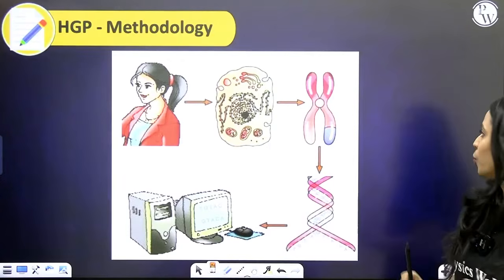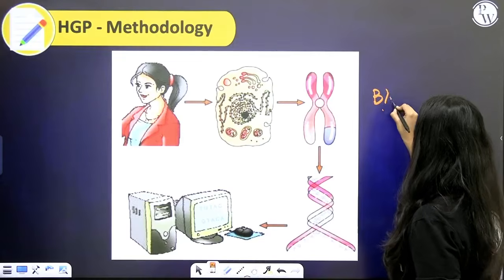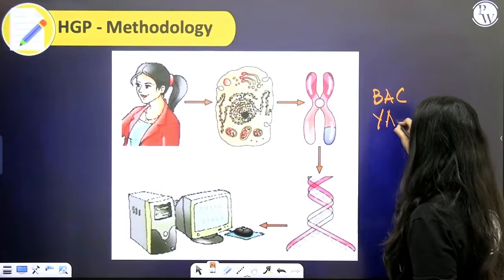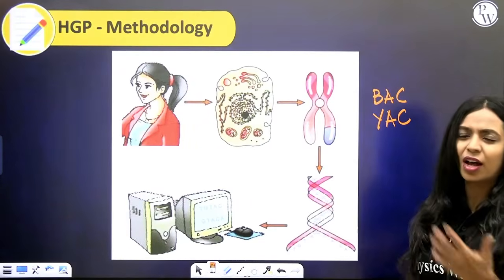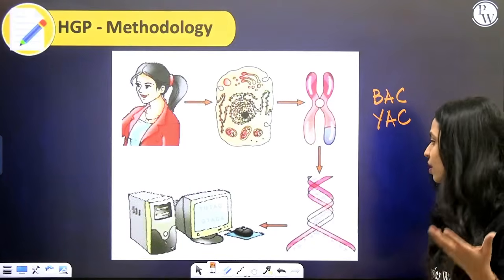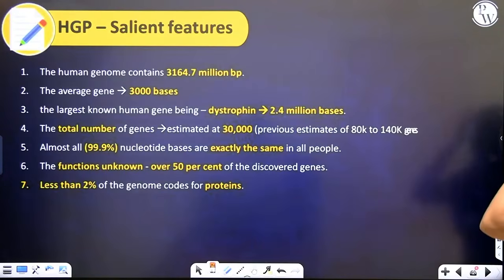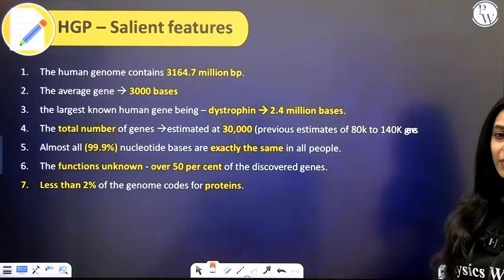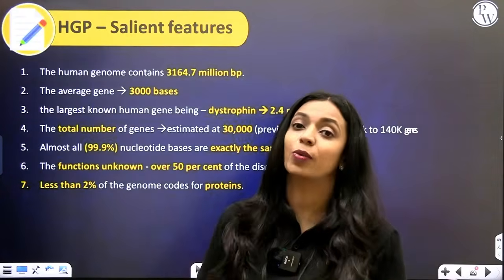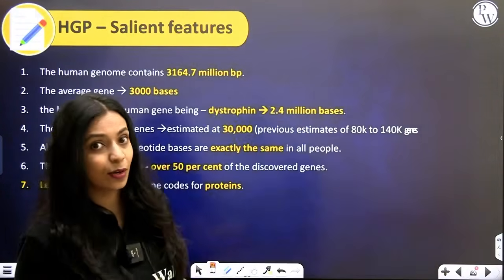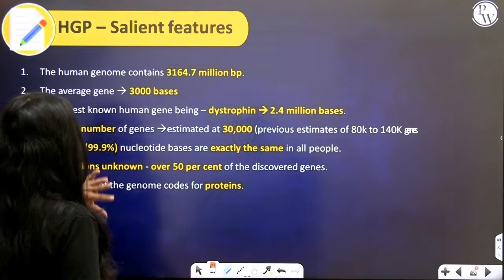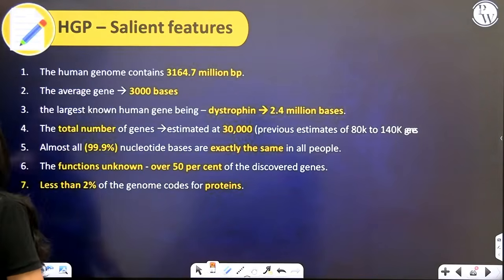The hosts that were most commonly used are bacterial artificial chromosomes and yeast artificial chromosomes. More about what vectors are, how exactly they function, you learn in the chapter biotechnology. Okay, so at the end of 13 years, we were able to figure out the sequence of genome from one cell of one human. So what did we get to know about the human genome?